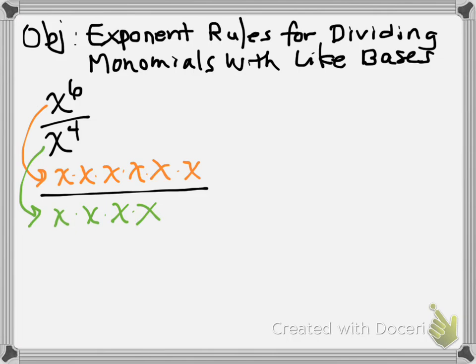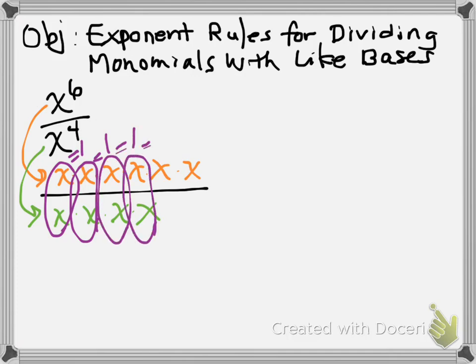So if you look at what we have here, what does x divided by x equal? 1. How about x divided by x? How about x divided by x? How about x divided by x? So what's left over? 2. We have an x, and there's 2 of them, and we would write that and read that as x squared. Okay? All right. Looks interesting.